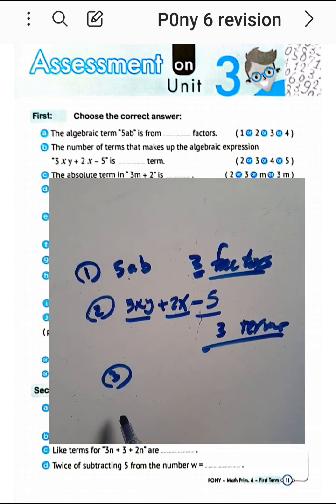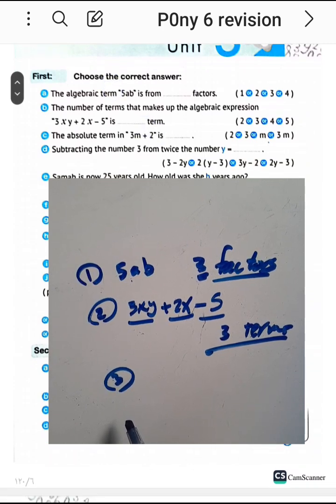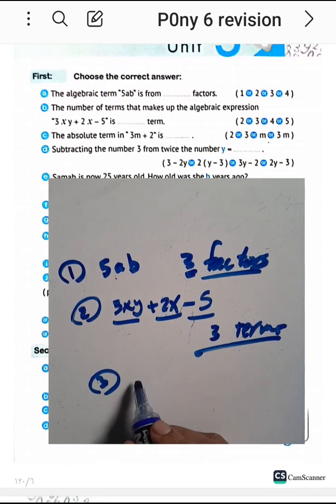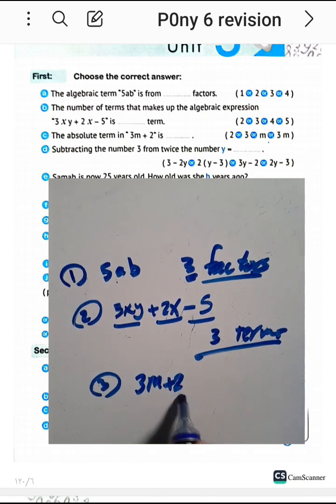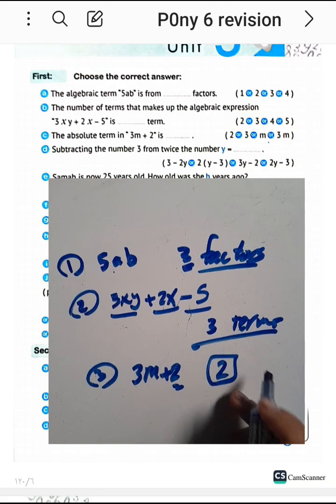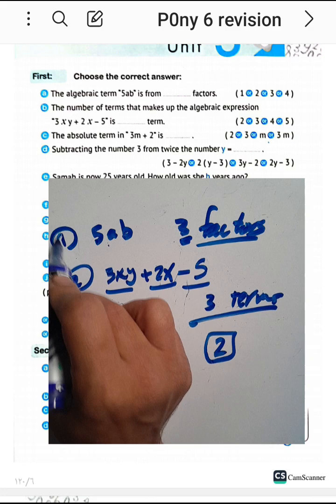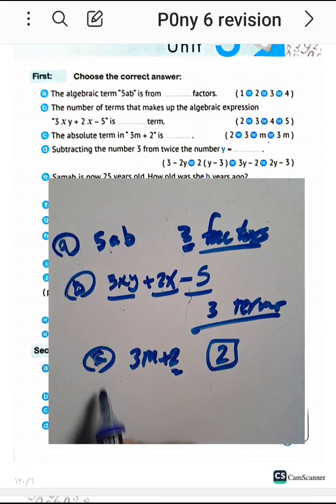Question number 3. The absolute term in this expression 3m plus 2. We know 2 is a constant and we call this the absolute term. In 3m plus 2, 2 here is a constant or absolute term. Write 2 in the space. Choose 2.